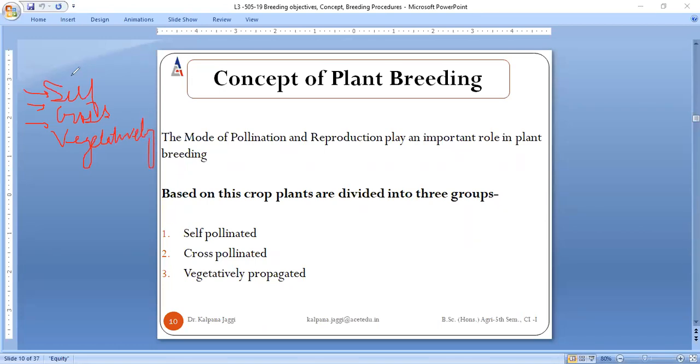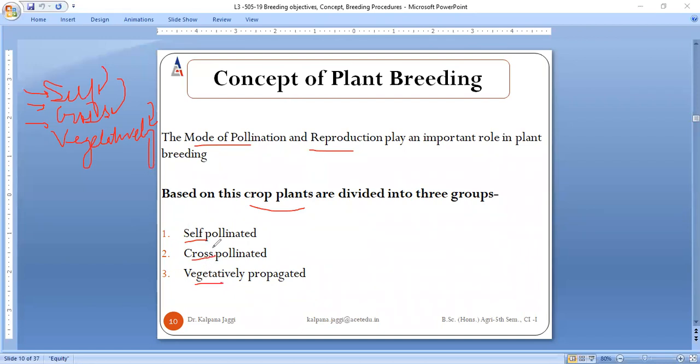Crops are basically divided into three categories. So if we need to look after breeding of self, breeding of cross, or breeding of vegetative, we need to be familiar with the mode of pollination and reproduction that is taking place in these three kinds of crop species. That means, before I talk about the concept of plant breeding, I would like to make you all familiar with the mode of pollination and reproduction. These are the two parameters on the basis of which crop plants are further divided into three categories, that is self, cross, and vegetative.